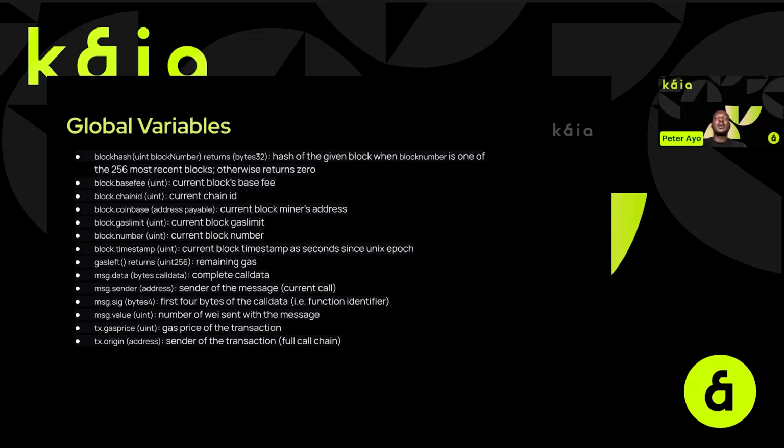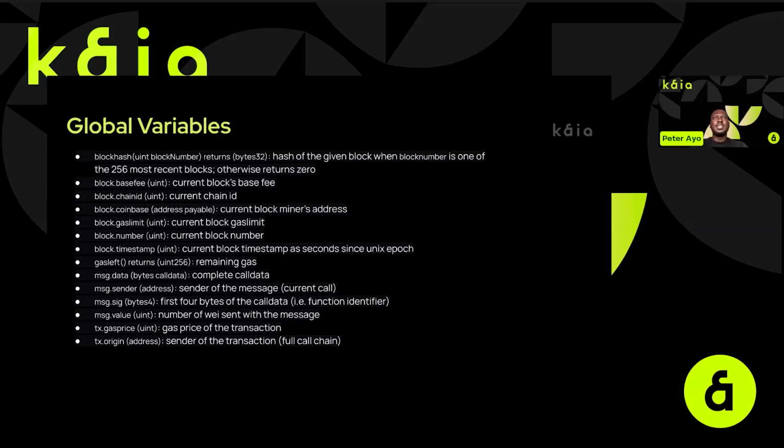In this case, most of the time we use block.timestamp to do lockup periods, right? Check for when a particular person interacted with a particular function or smart contract. Basically, you use block.timestamp as time units in your smart contract. We also have gasleft, which returns the remaining gas, and msg.data.